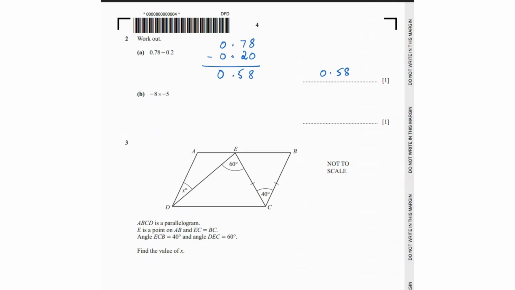When we're multiplying negative integers, the answer is always positive. When you're multiplying a positive and a negative integer, the answer will always be negative. So over here, we're multiplying negative 8 with negative 5. That's going to be positive 40. It becomes positive. It doesn't remain negative.